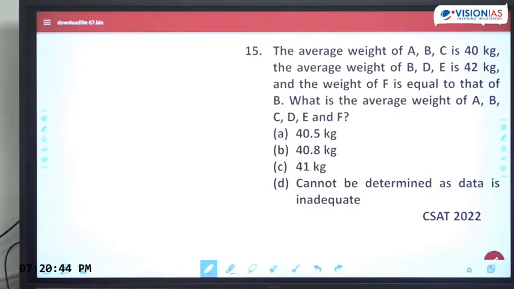The average weight of A, B, C is 40 kg. The average weight of B, D, E is 42 kg. And the weight of F is equal to that of B. What is the average weight of A, B, C, D, E, and F? Try this question.